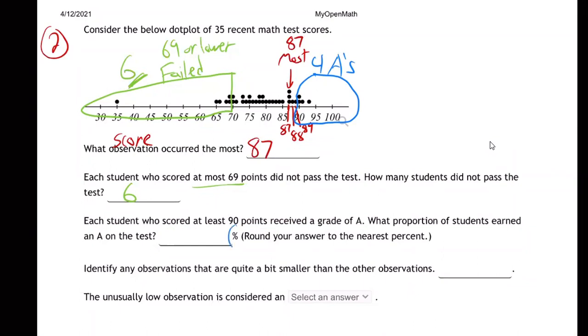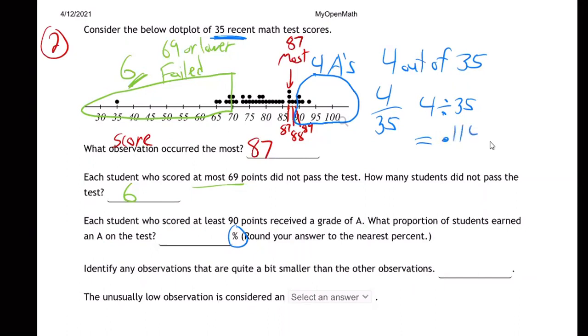So they want a percentage, notice. So that's 4 out of how many students? 35. So how do you make that a percentage? You just divide it, huh? It's 4 out of 35. It's 4 divided by 35 on your calculator. And I'm getting 0.1142. And then you've got to change it to a percentage.